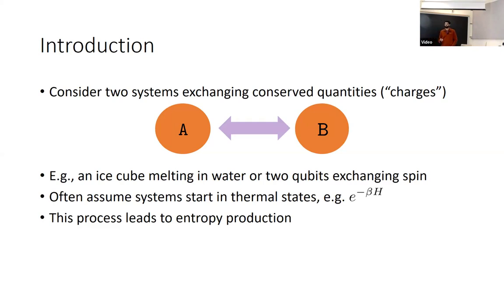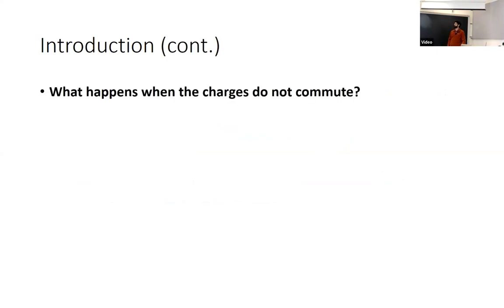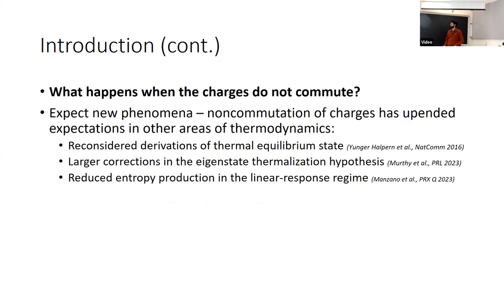This has been pretty well studied for classical systems, as well as quantum systems where all of these charges, these conserved quantities, commute with one another. The key question we ask is, what happens when these charges are non-commuting? There's precedent in thermodynamics to believe that this in general leads to new phenomena. Even when figuring out what the thermal equilibrium state is, it's been shown that non-commutation invalidates some of the existing derivations, and so new tools are needed to prove what state a system thermalizes to.